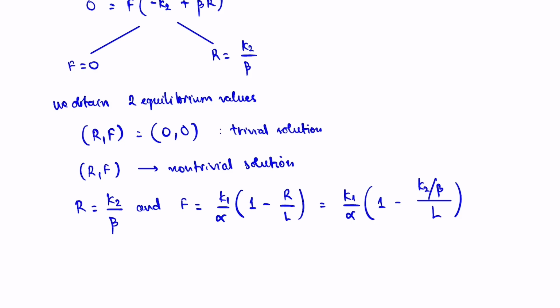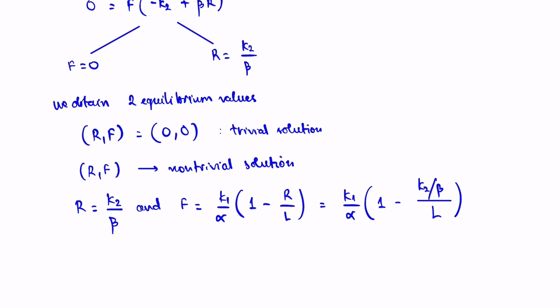So for the value of R equal to K2 over beta, the explanation is again that the rabbit prey population is determined by how quickly the predators die at the rate of K2 compared to how much they can reproduce from consuming the prey at the rate of beta. And for the solution of foxes, F equal to K1 over alpha times 1 minus K2 over beta, divided by L, there are two parts to the solution.